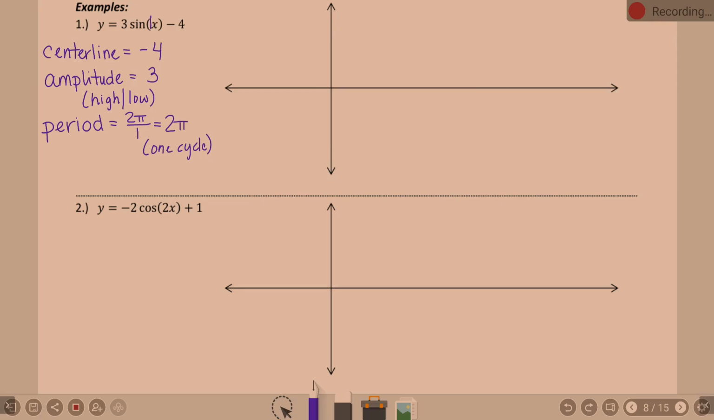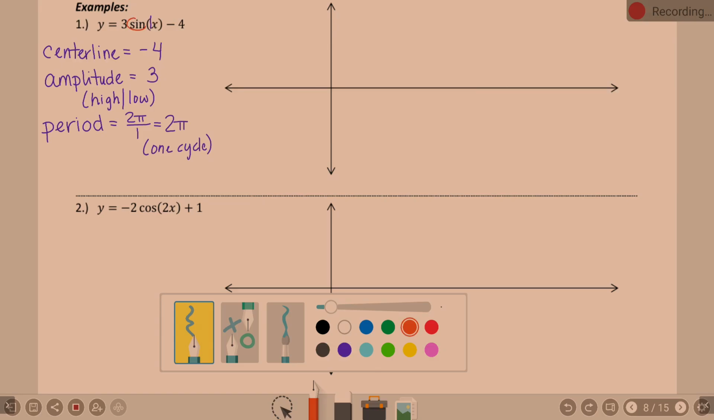Now, what about a phase shift? A phase shift is supposed to be C over B, but C is the number added or subtracted in the parentheses. Do I have anything added or subtracted in the parentheses? No. That means C is 0, so you have a phase shift of 0. That means this graph does not move left or right. So we get to ignore phase shift on this one.